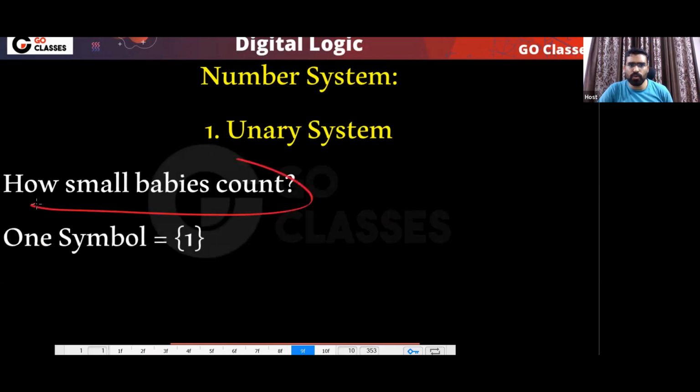For example, how small babies will count. You know, how LKG, UKG students will count. Let's assume they want to count 3. They will count 3 like this. Very simple. So this is how small babies will count. How many symbols are they using? Can anyone tell me? Only one symbol they are using. So only this symbol they are using. Very simple.